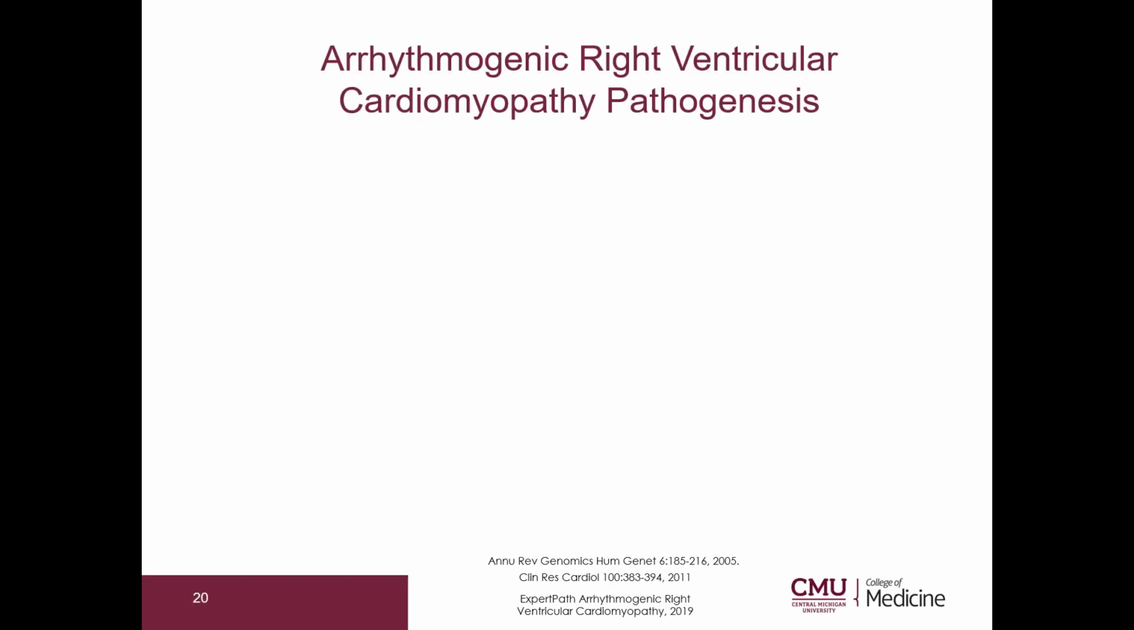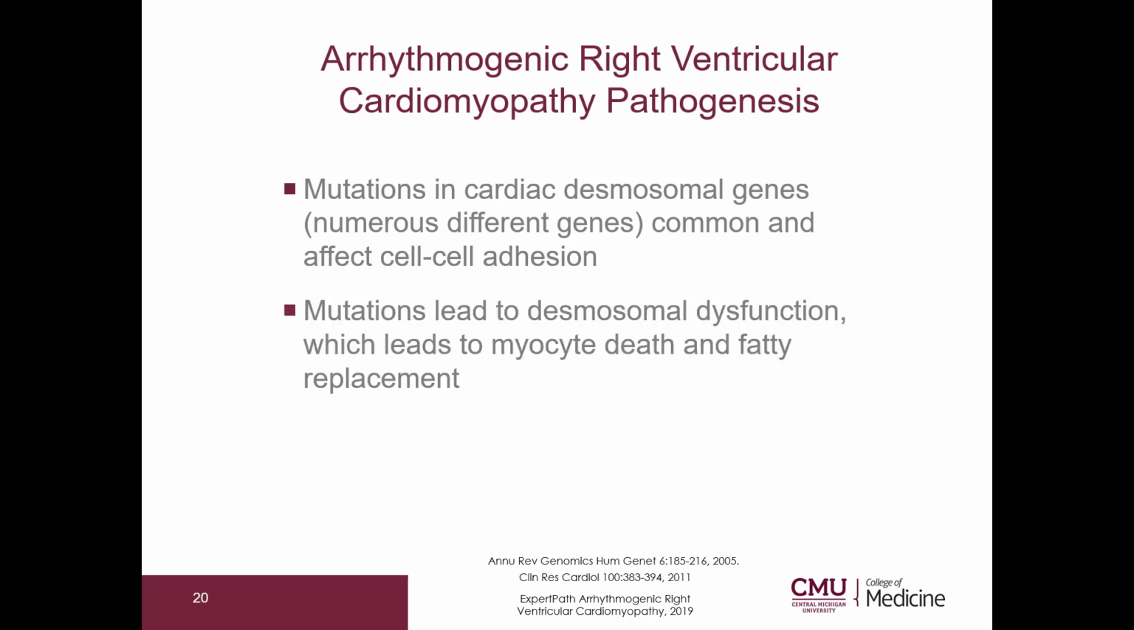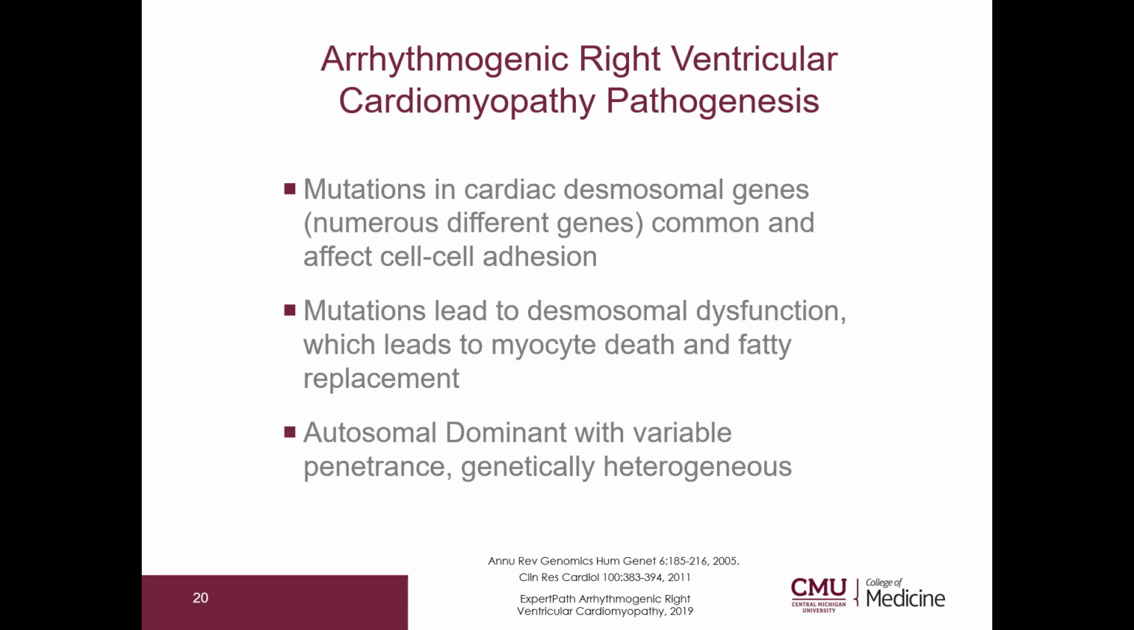Let's discuss the pathogenesis. Mutations in cardiac desmosomal genes are common and affect cell-cell adhesion. Please note there are numerous components to the desmosomes and there are numerous different genes that can cause arrhythmogenic right ventricular cardiomyopathy. Mutations lead to desmosomal dysfunction, which leads to myocyte death and fatty replacement. This is autosomal dominant with variable penetrance and is genetically heterogeneous.